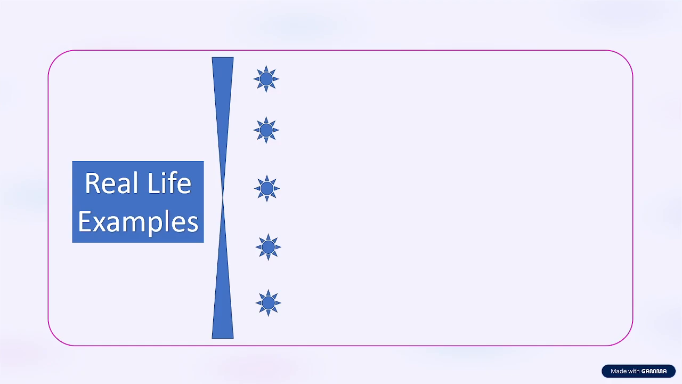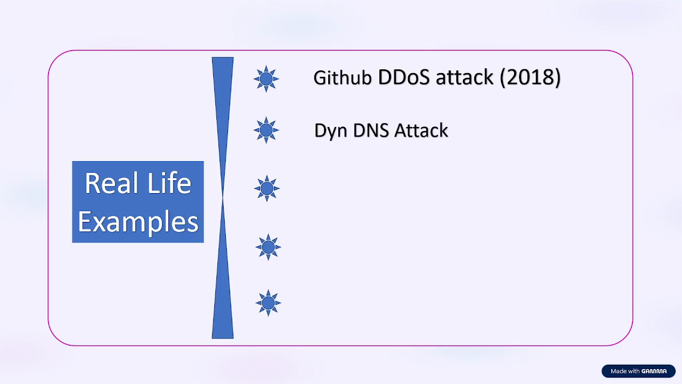Now let's go through some real-life examples. DDoS attacks aren't just theoretical, they have significant real-world consequences. Let's look at some notable incidents. In 2018, GitHub experienced one of the largest DDoS attacks recorded, disrupting services for many developers. Even more famously, the Dyn DNS attack demonstrated how targeting critical internet infrastructure can bring down major websites like Twitter and Netflix globally.